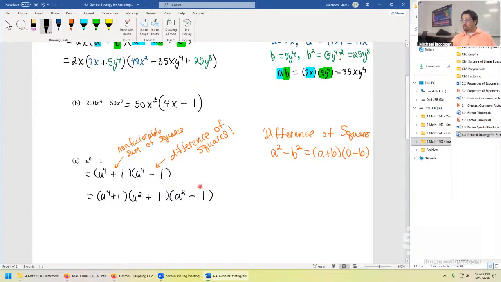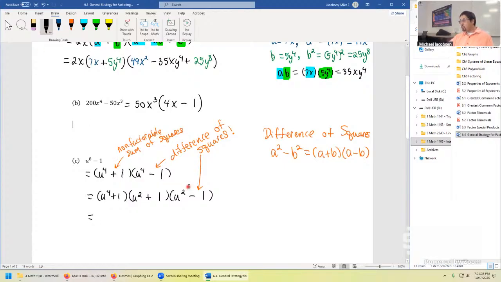But that one's a difference of squares again, and so when the instructions say factor completely, what it means is we'll continue to factor these as much as feasibly possible. If more and more formulas come up, then we'll continue to take them down. Let me fix that to a u.